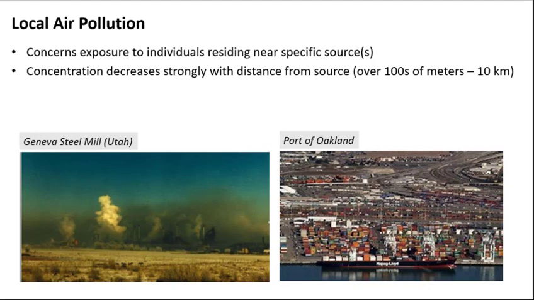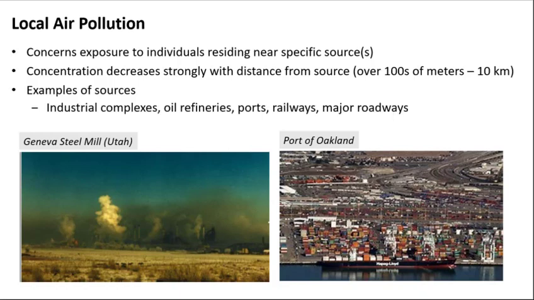Generally, appreciable changes in air pollution concentration in this case occur on the scale of hundreds of meters, out to say around several kilometers, much smaller than the distances of tens to 100 kilometers or larger affecting ambient air pollution. Third, local air pollution generally involves specific local emission sources. Some important examples of local sources are here listed, which include major industrial complexes, oil refineries, ports, railways, and major roadways.